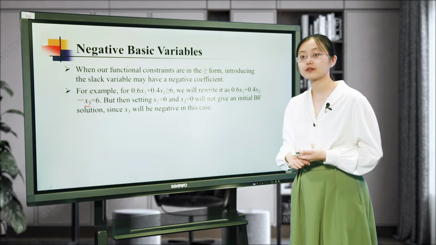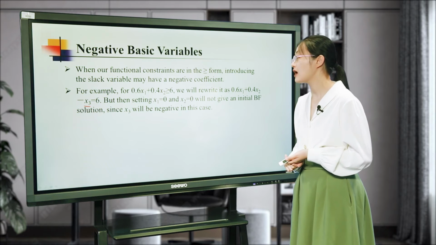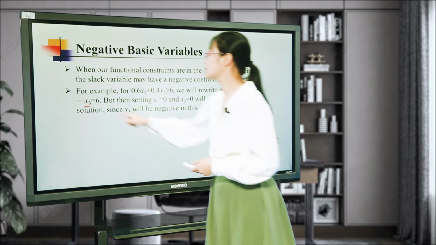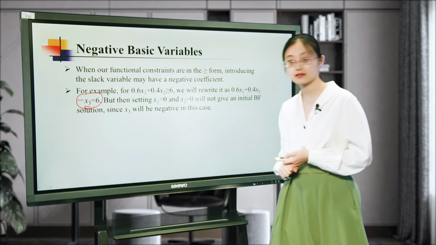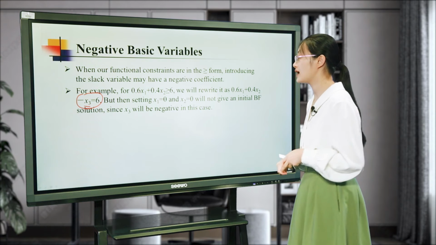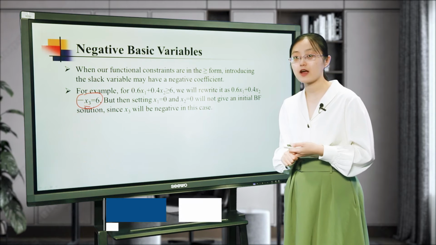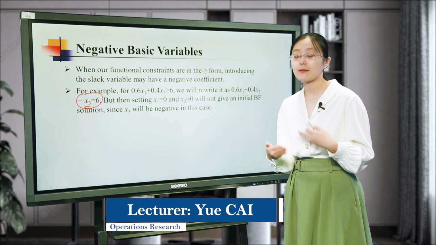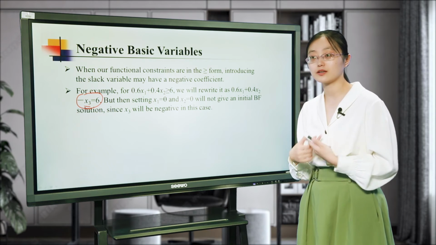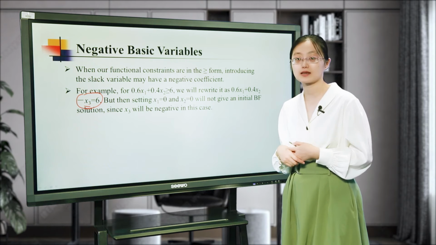However, again, if x1, x2 are decision variables, setting them equal to 0 will not give us an initial BF solution, because then we'll have x3 equals negative 6. That fails the non-negativity constraint. So in this case, if we have the bigger than or equal to constraints, by setting the decision variables to 0, we may still not be able to find an initial BF solution. But as we saw earlier, it is required to have an initial BF solution to start our simplex method.